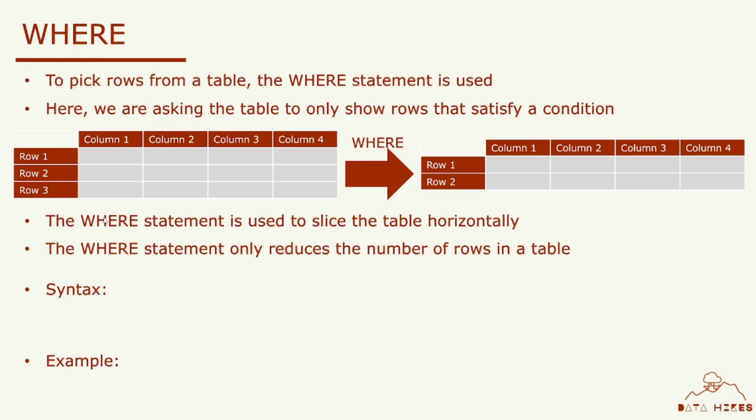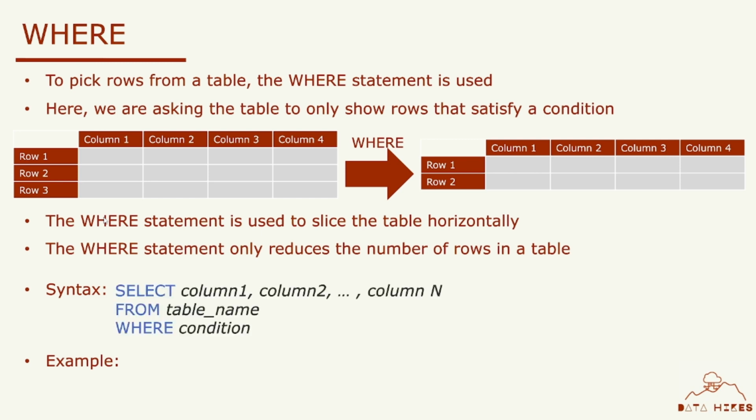You can think about it like a select statement slices a table vertically, the where statement slices the table horizontally. It only reduces the number of rows in a table. It can only reduce the number of rows in a table. Let's see how the syntax works. It's again, select how many ever columns you want from the table name, and after that you write where condition.